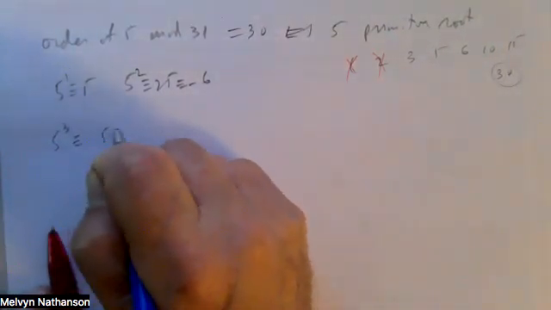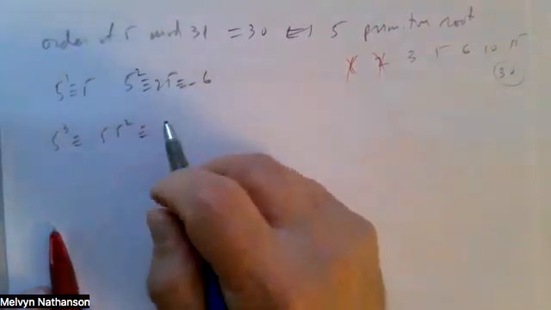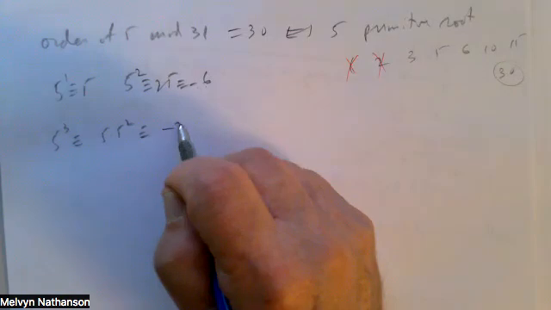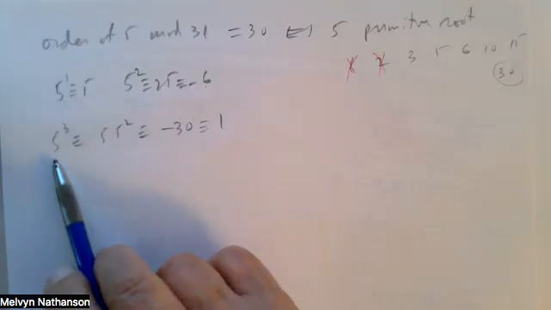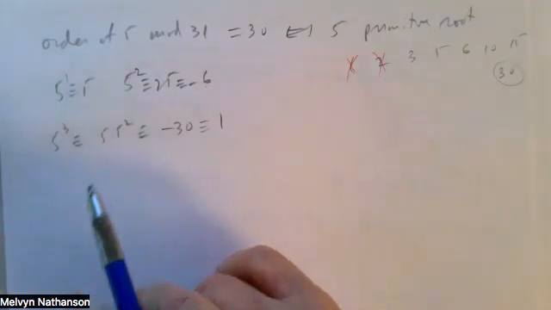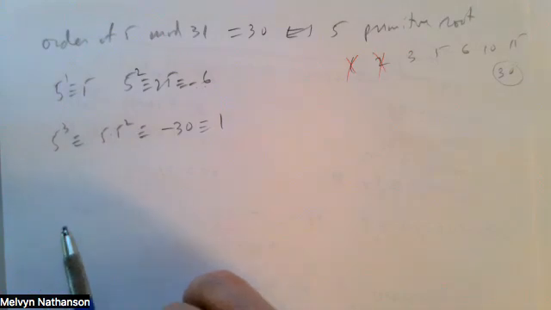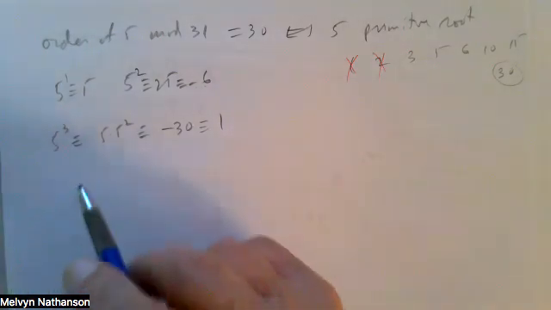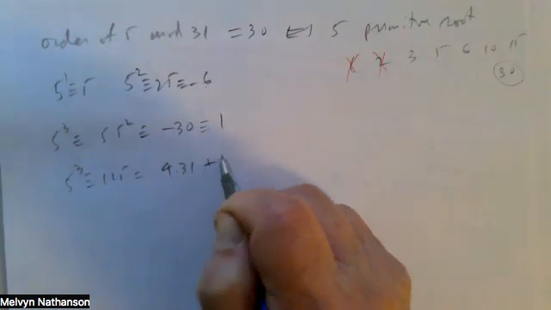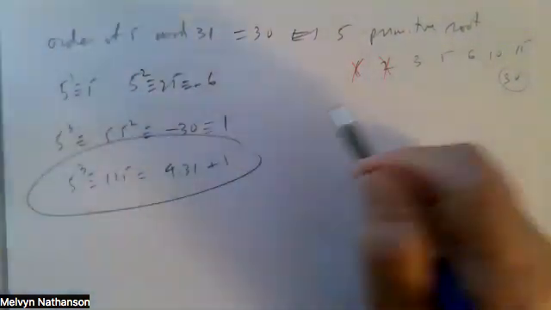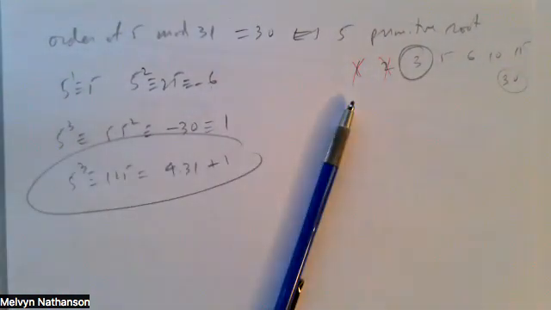5 cubed is 5 times 5 squared, 5 times minus 6, is minus 30. That is 1. So is that right? 125. Yeah. So there's a mistake there in the problem, because 5 is not a primitive root mod 31. 5 cubed is 125, is 4 times 31 plus 1. So 5 has order 3 mod 31. Good thing.